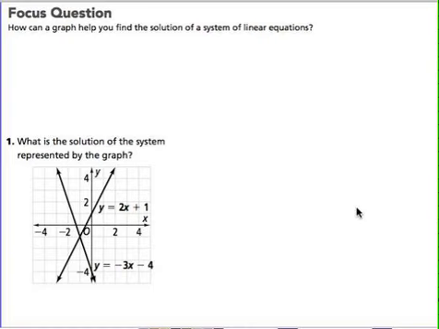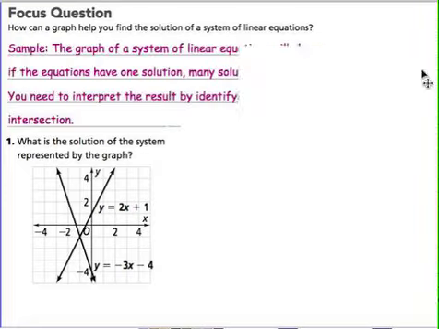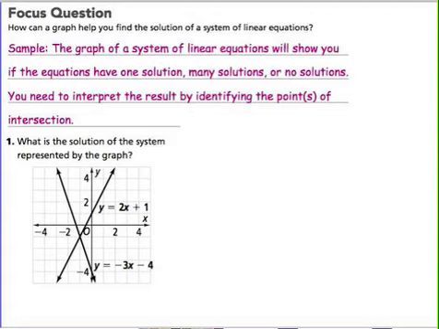Our focus question for today was, how can a graph help you find the solution of a system of linear equations? The graph of a system of linear equations will show you if the equations have one solution, many solutions, or no solutions. You need to interpret the result by identifying the point or points of intersection. Remember, one solution has one point of intersection, many solutions have all points in common, and no solutions will form two parallel lines.